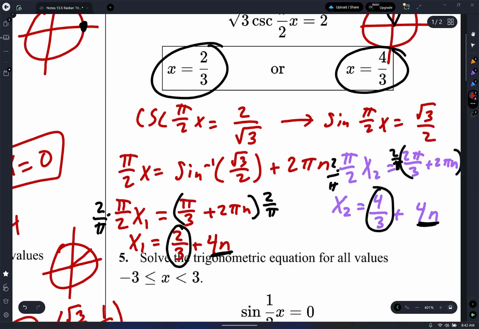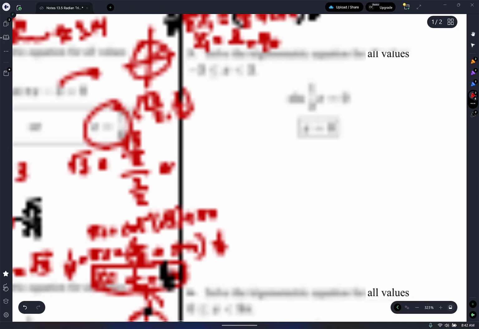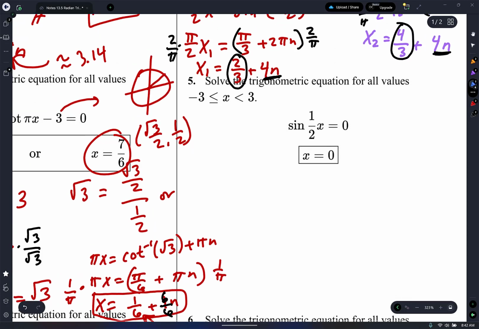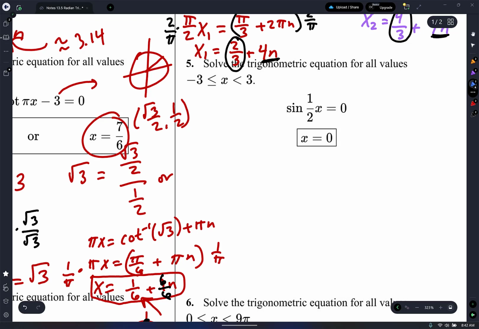Cool or not cool? Is all this making sense? Okay. I'm going to choose a different color here because I don't want you guys to get confused with all this red stuff here. So question 5. I don't have anything in front of the sine, so I'm going to do just inverse sine right off the bat. So I'm going to write 1/2 x equals arcsine of 0 plus 2 pi n.